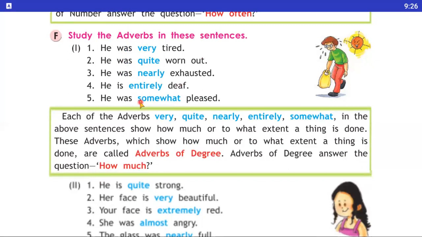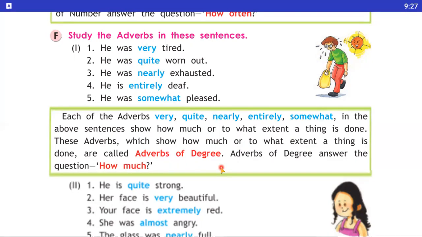So the above sentences show how much. Okay, how much means कितना, और to what extent a thing is done, मतलब किस चीज का विस्तार कितना किया गया है. So these adverbs, as very, quite, which show how much or to what extent a thing is done, are called adverbs of degree. वो क्या कहलाते हैं? Adverbs of degree कहलाते हैं.